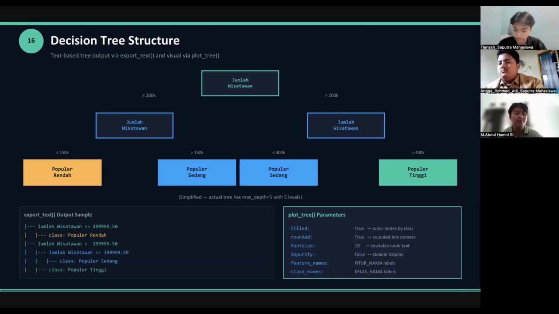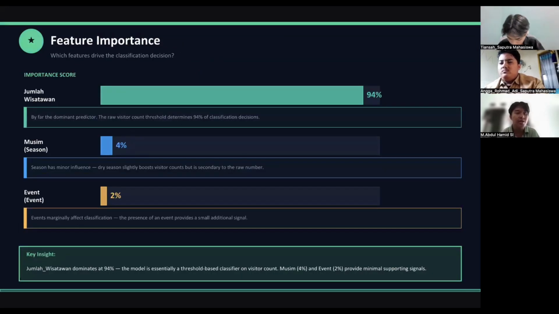And the next slide. Feature importance. This slide explains feature importance. The most influential feature is number of visitors, which has 94 percent importance, while season contributes 4 percent and event contributes the remainder. This means the classification is mainly determined by visitor count.